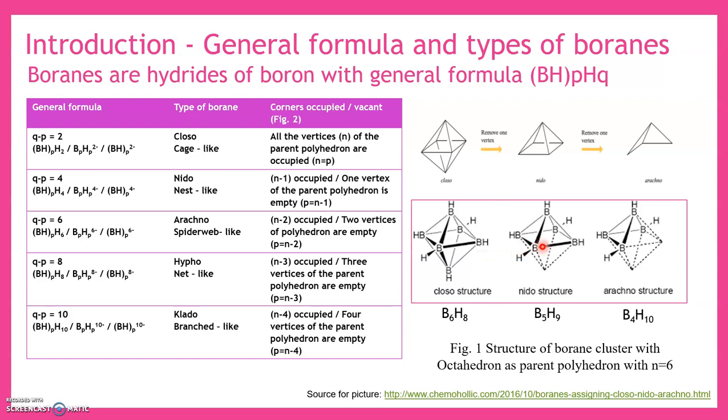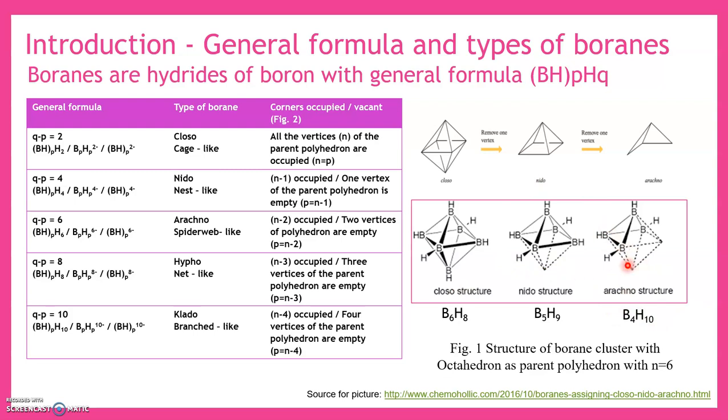When you go for the nido structure, you will be removing one boron atom, and correspondingly the number of hydrogens will change. So if I have B5, then it means BH five times and 4 minus, so the formula becomes B5H9, and one corner is removed from the closo, so the structure is nido.